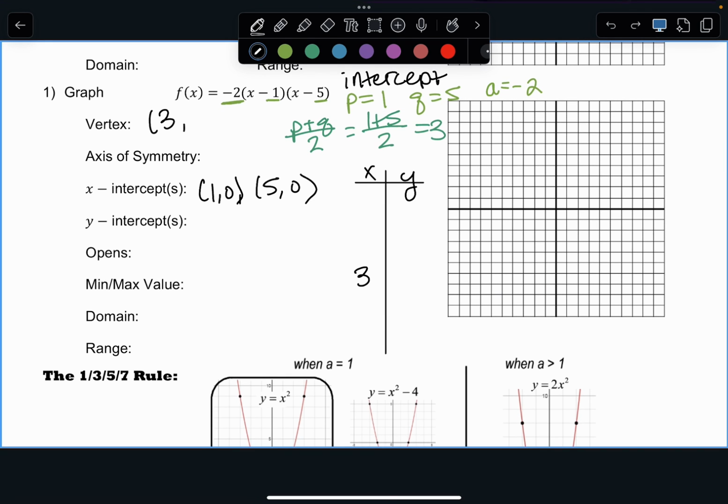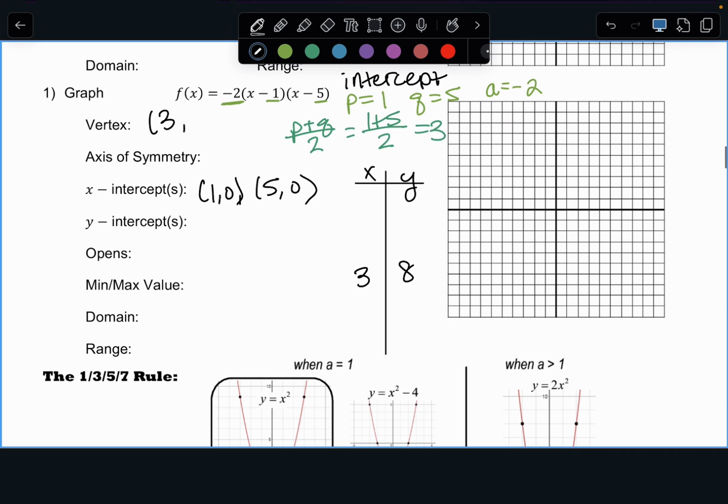Let's just do it in our head. 3 minus 1, 2. 3 minus 5, -2. 2 times -2, -4. -4 times -2, positive 8. Okay. If you want to show the work of actually plugging that in, that is so fine. But you get positive 8.